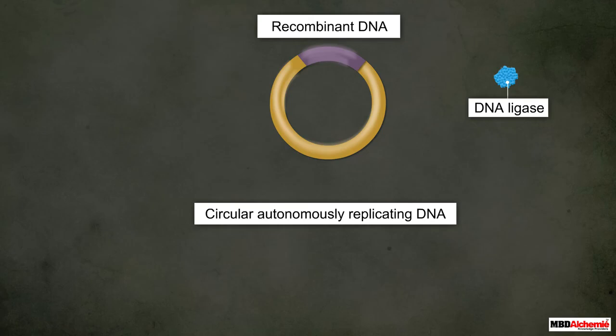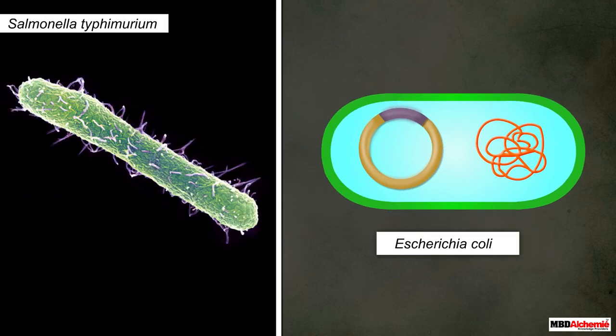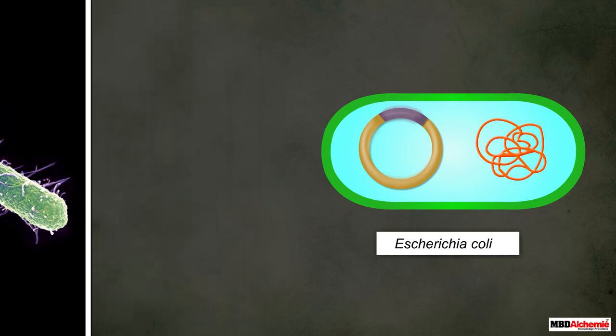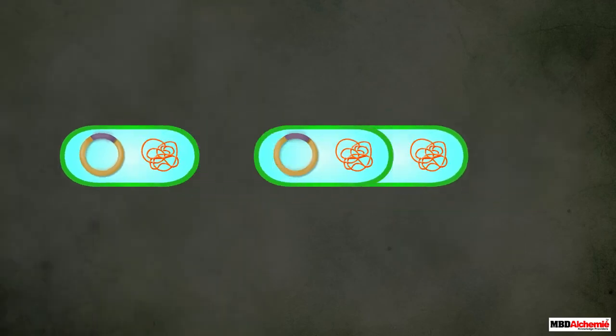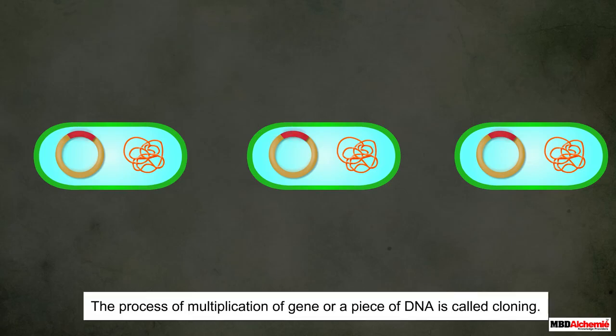This DNA is then transferred into Escherichia coli, a bacterium closely related to Salmonella. In its new cell, the DNA could make multiple copies by using the new host's DNA polymerase enzyme. It resulted in multiple copies of antibiotic resistance gene in E. coli. This process of multiplication of gene or a piece of DNA was called cloning.